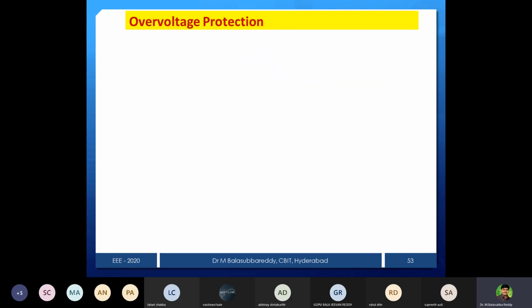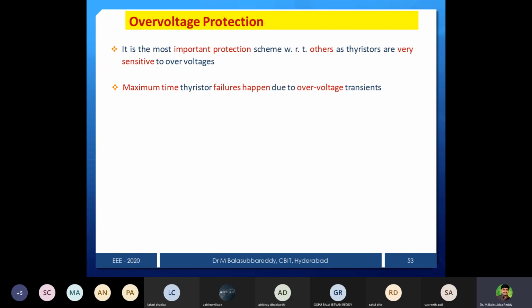Design parameters. Now there is another protection, over voltage protection. Yesterday we discussed some of the classifications of protections, and based on that we discussed snubber circuit protection, that is the dV by dt and then dI by dt, all the things one by one. In that part there is over voltage protection. It is the most important protection scheme with respect to the others. Thyristors are very sensitive to over voltages. So this is one of the protection schemes, and then we'll see the over currents also.